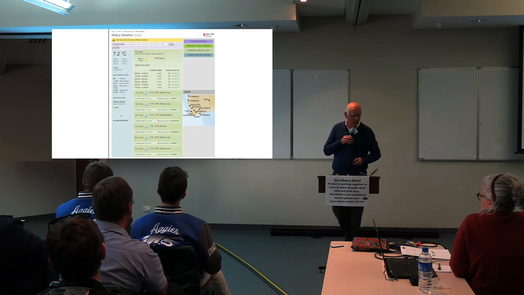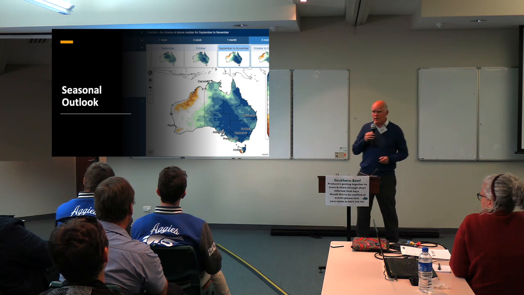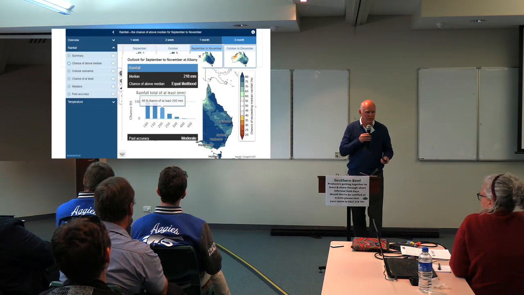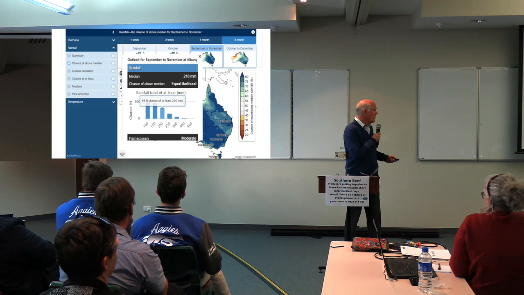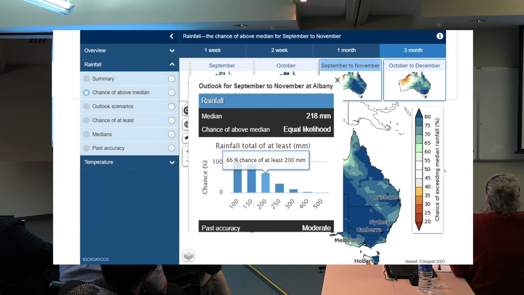It will be changing in its format very soon, I believe. When you go to the 3-month outlooks, it's changed again. It's probability forecasting. So on this one, for Albany, we're looking at around about a 210 millimeter average, and there is about a 66% chance of it being 200 millimeters or more. That you can interrogate on the climate outlooks. I don't know if you knew that at all. So that's pretty good information that you can get from those.